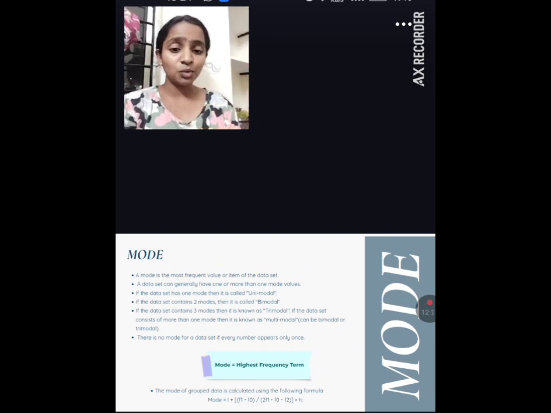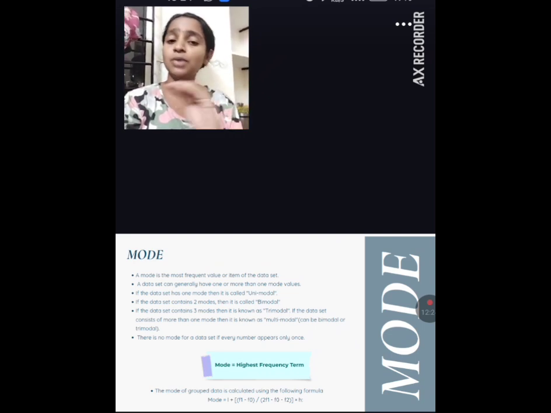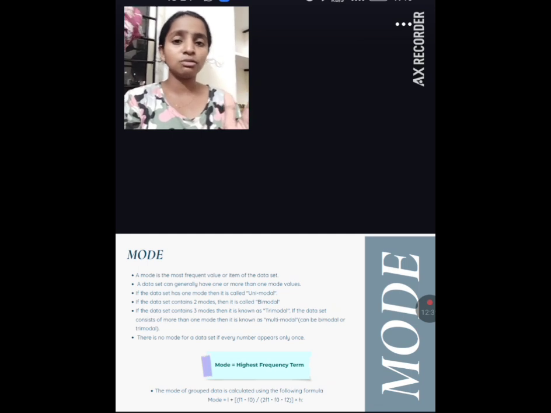And we have the equation: L plus (F1 minus F0) divided by (2F1 minus F0 minus F2), where F0 is the frequency of the class preceding the modal class, F1 is the frequency of the modal class, and F2 is the frequency of the class succeeding the modal class. So this is how we will find the mode for grouped data.